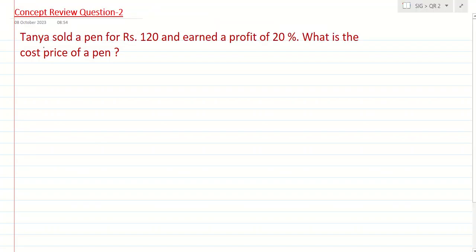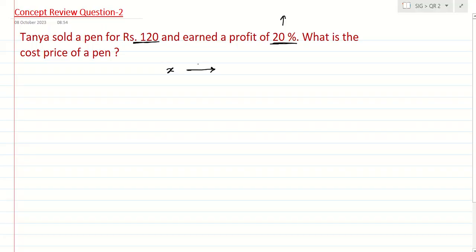If you see, Tanya sold a pen for rupees 120, which means I have a final value, the selling price, and she earns a profit of 20%. I have an increment of 20%. And we know increment we find of the cost price, always the original value. What is the cost price of the pen? The original value I do not know.